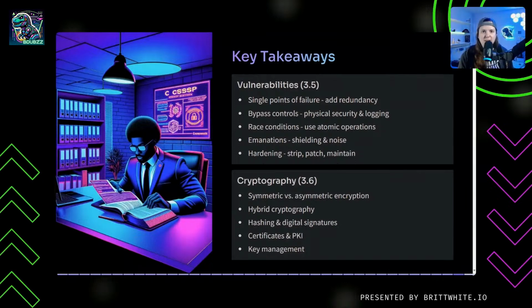For Objective 3.6, we cracked into cryptography, your digital locks and keys. Symmetric is fast and fierce, but key sharing is the catch here. Asymmetric is slower, but it nails key swaps and signatures. Hybrid blends both for speed and security. Hashing is your integrity checker, like a tamper-proof stamp. And digital signatures prove it's you and untouched, sealed with your private key. Certificates and PKI are trust anchors, like crypto ID badges.